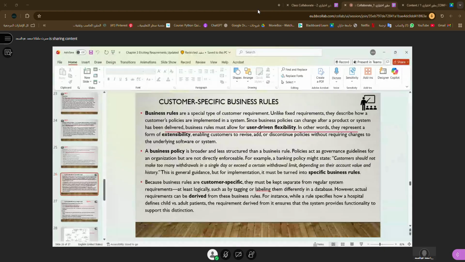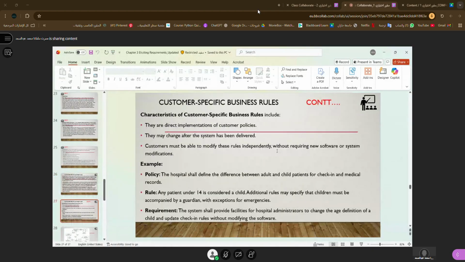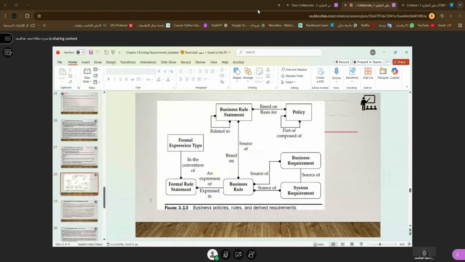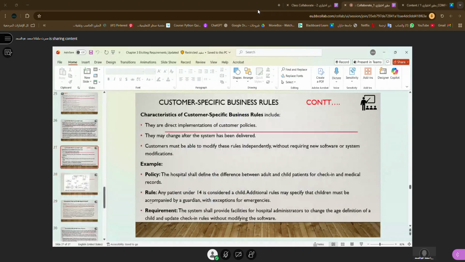So what is the question here? What is the business rule and what is business policy? Short answers. Then next we have the characteristics of customer specific business rules. Any one example. Three characteristics, any one example. This can be given like a long, with the help of this customer specific business rules, here this slide.